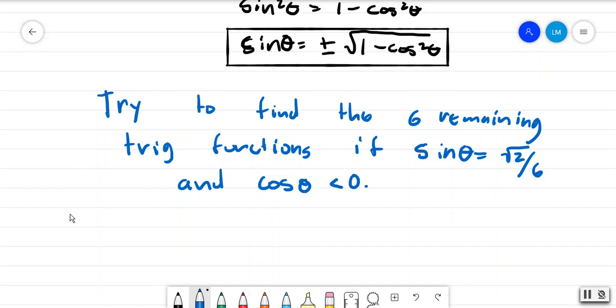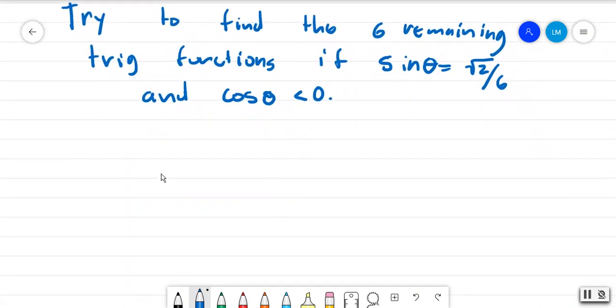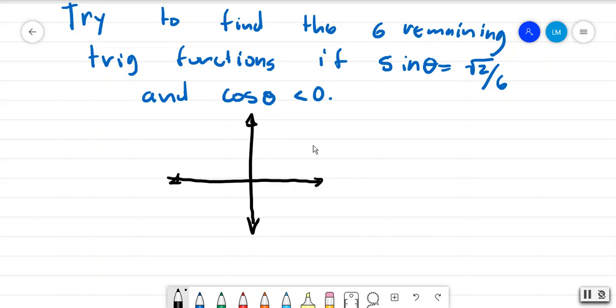At that point, you know that if you were to graph this in the x and y plane, sine is positive and cosine is negative, so in that case we know that it can only be in the second quadrant. So that tells you that the angle formed looked something like that.